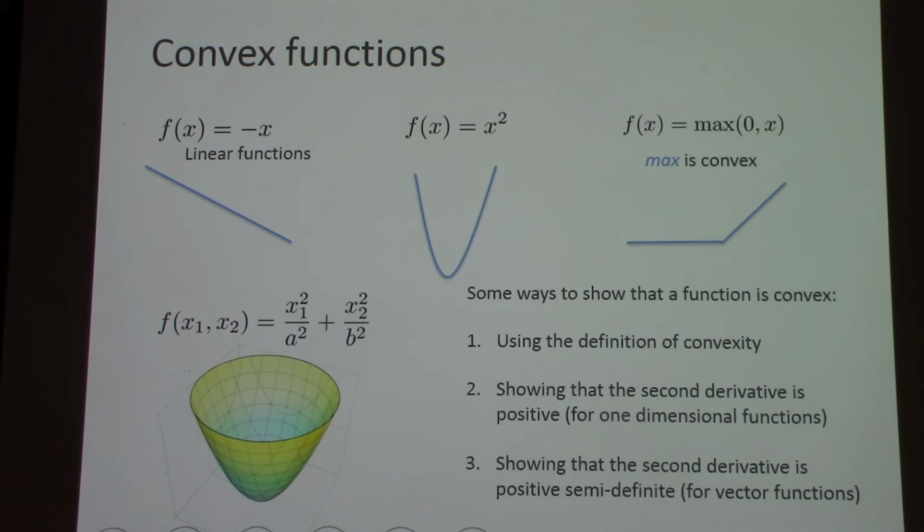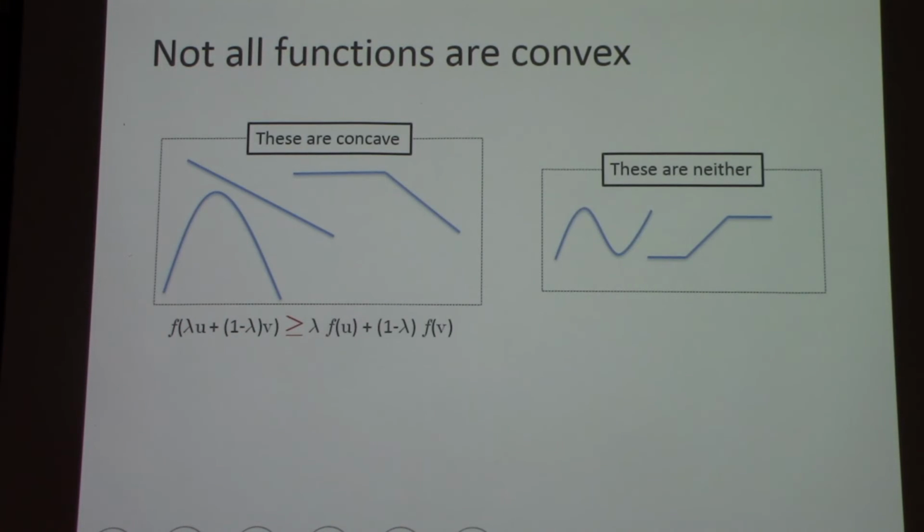Convex functions are useful, but sadly not all functions are convex. Some functions are concave. You just flip a convex function upside down, it becomes concave. And mathematically, that just changes the inequality from less than to greater than in the definition. And some functions are neither convex nor concave.